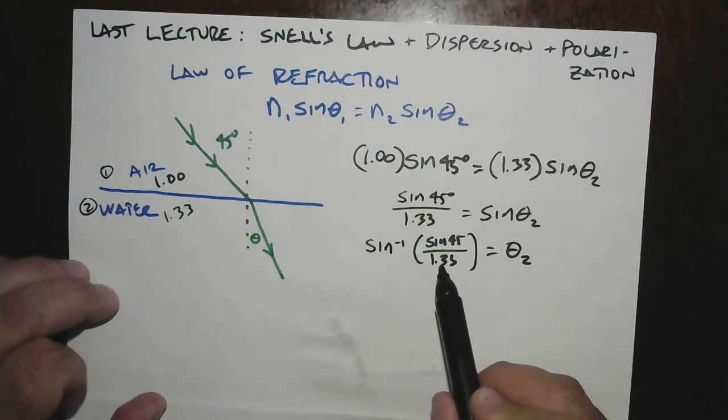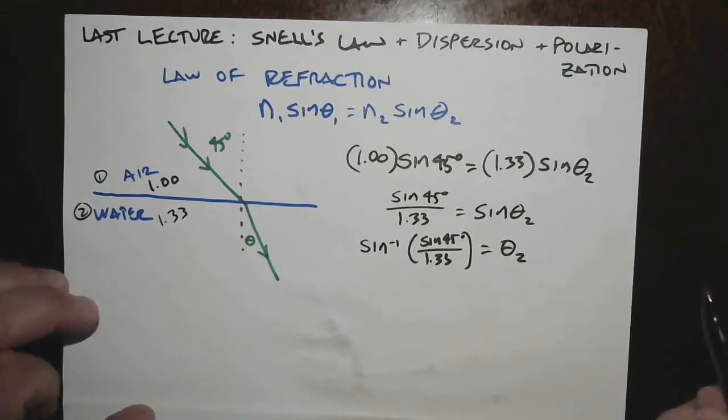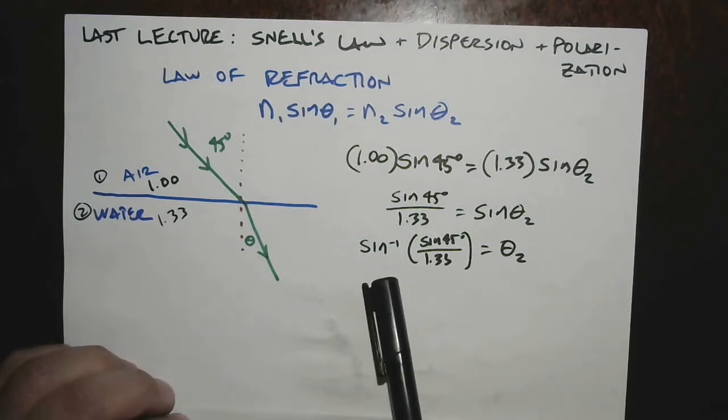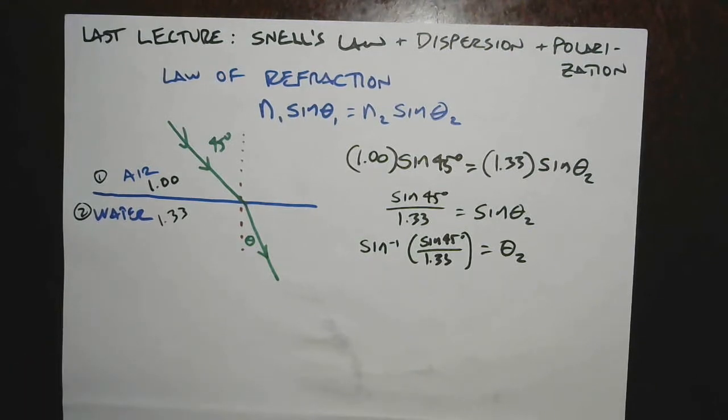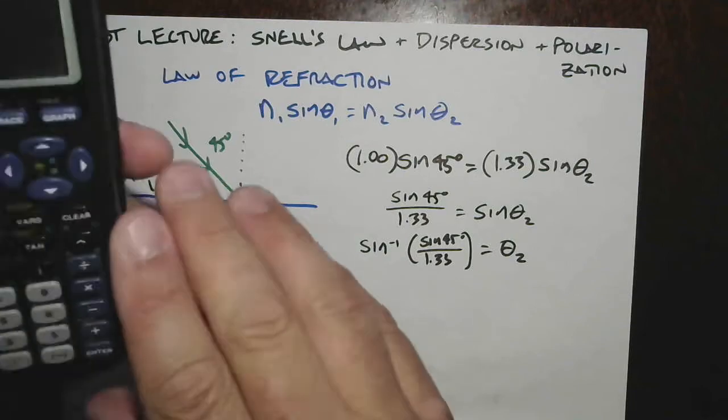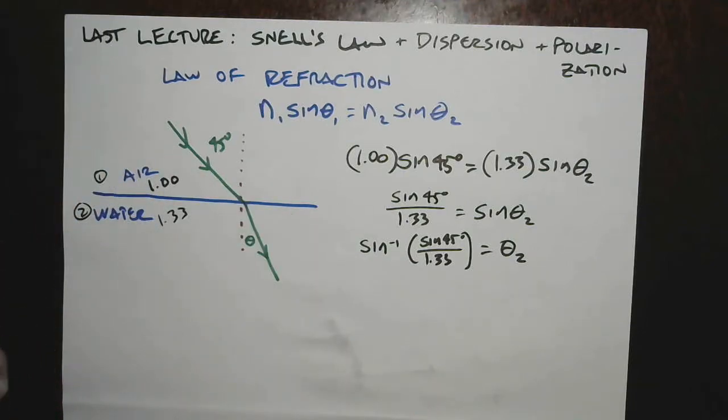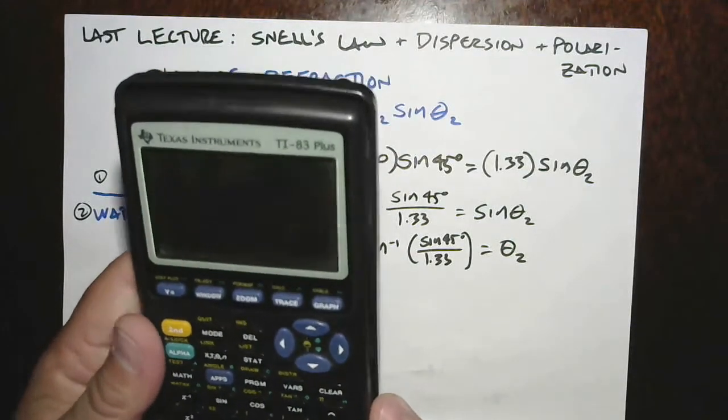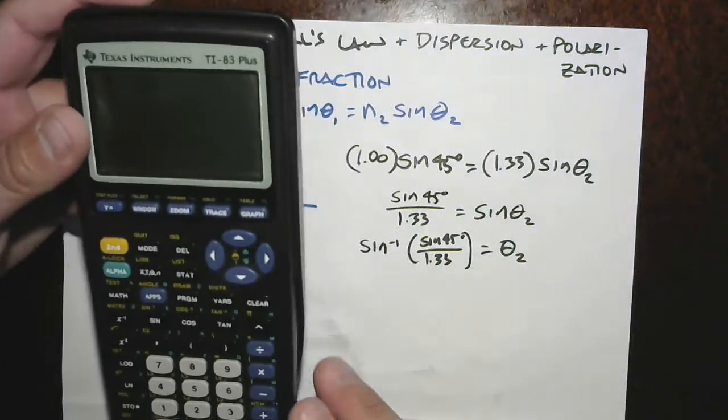Now, you have to do the thing that's in the parentheses first before you do inverse sine to it, because that's the way inverse sine works. It's an argument on an entire function. So let's go ahead and do that. Let's see. There we go. I think you can kind of see this way.